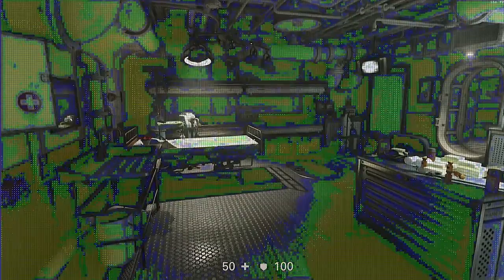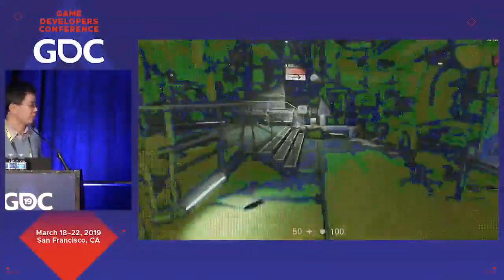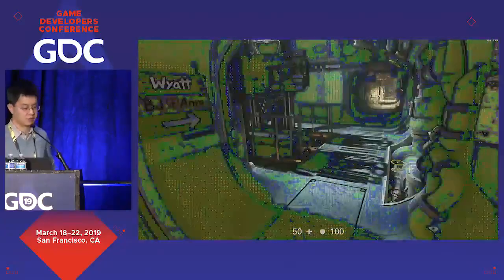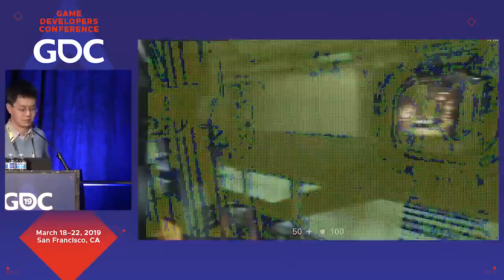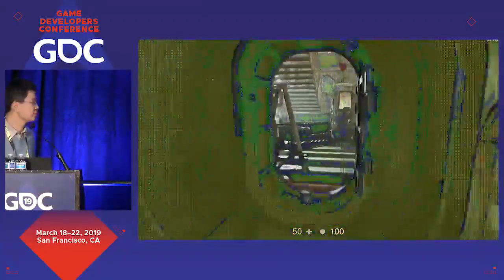I can move around. We also have a demo in the booth. There's probably 40 minutes left before the show floor closes. If you have interest, you can go to our booth and try it yourself.